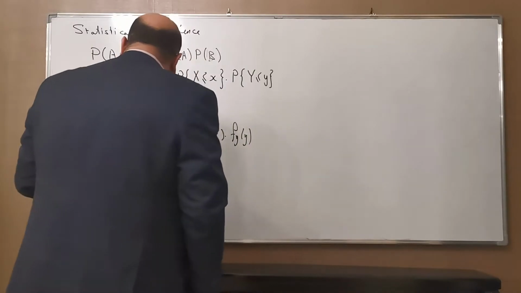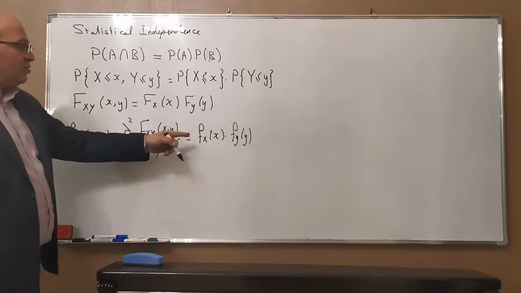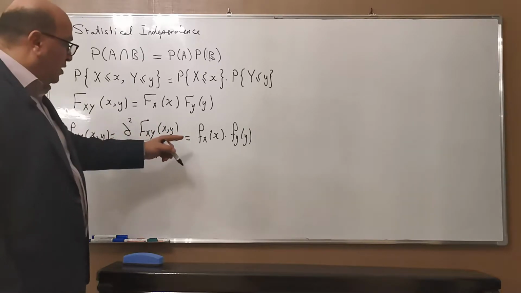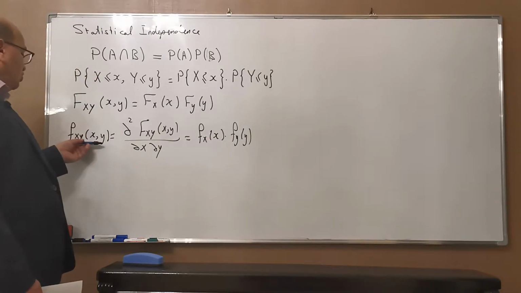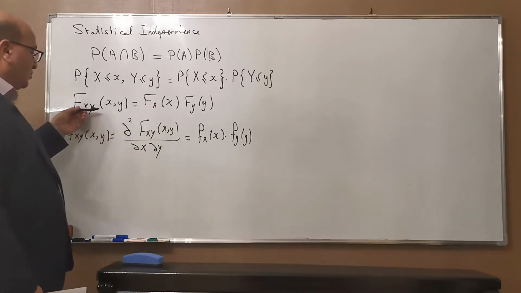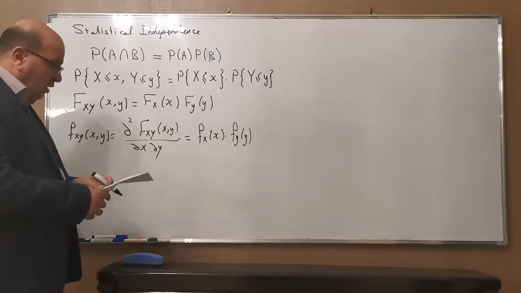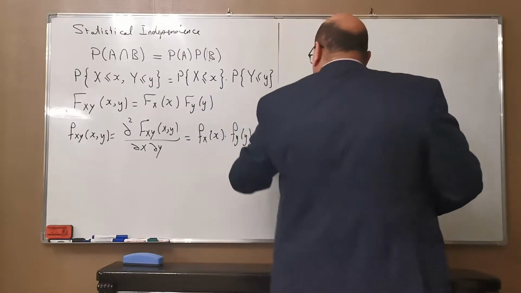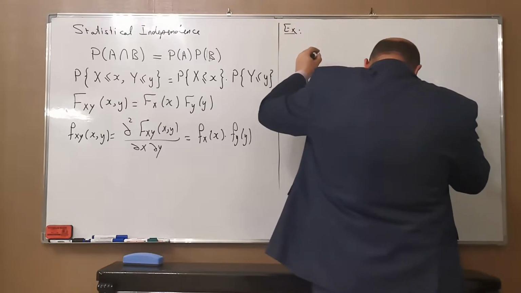So we can check independence in terms of the distribution or in terms of the density. If the product of the marginal densities equals the joint density, or the product of the marginal distributions equals the joint distribution, then you have statistical independence. Okay, let's see this through an example.